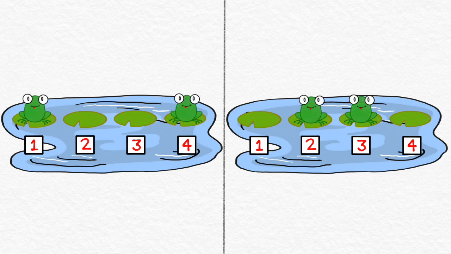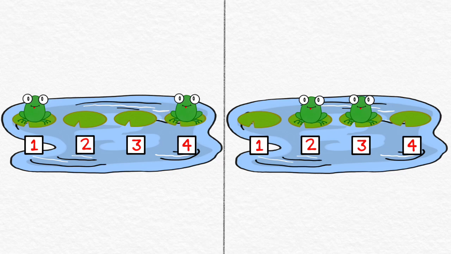Some lily pads have frogs on them and others don't. So which lily pads are we going to clap for? Let's go through them. Let's start with the first pond. Number 1 has a frog on it, so we're going to clap. Number 2 does not. Number 3 does not. But number 4 does have a frog on it, so we clap on number 4.